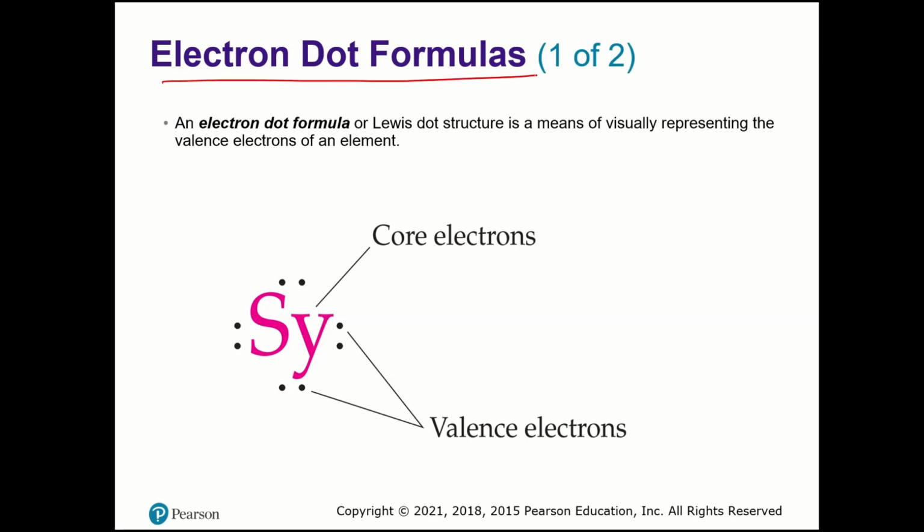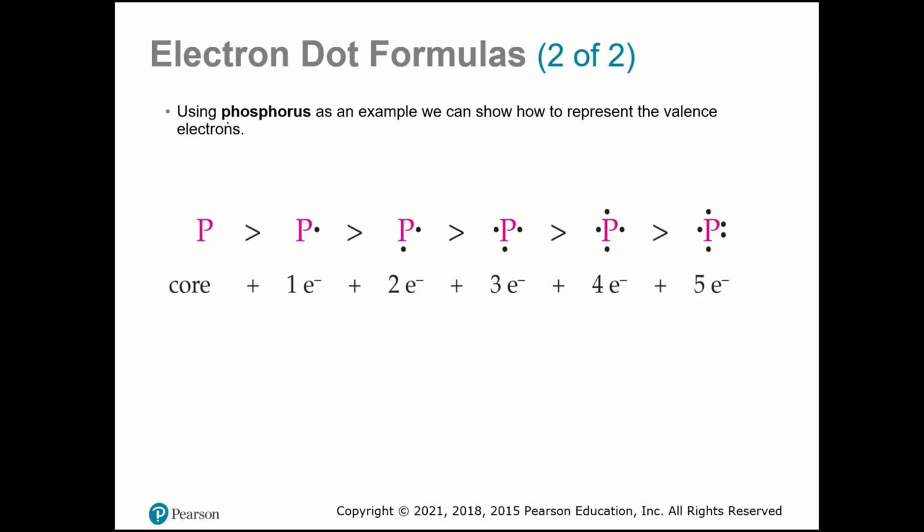So we use the electron dot formula. So you use the symbol of the element, and then you use the valence electrons. So here I have 2, 4, 6, 8 valence electrons. Okay. So I'm using phosphorus as an example, so we can show how to represent the valence electrons. So here 1 valence electron, 2, 3, 4, and 5. You cannot do this 1, 2, 3, 4. This is wrong. Okay, you cannot do this 1, 2, 3. Wrong.